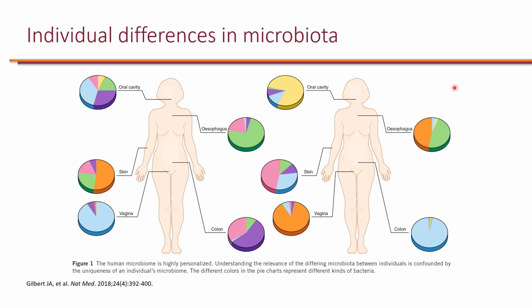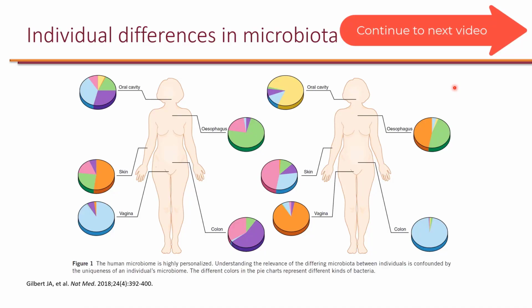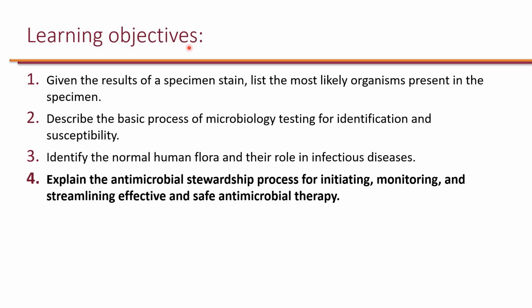But in general, we know that the more diverse the flora, the healthier the person would be. We interpreted the results of a specimen stain, described the process of microbiology testing for identification and susceptibility, and identified the normal human flora and their role in infectious diseases.